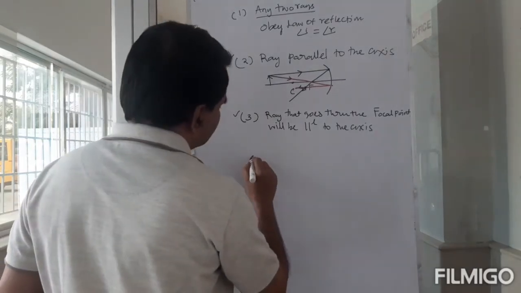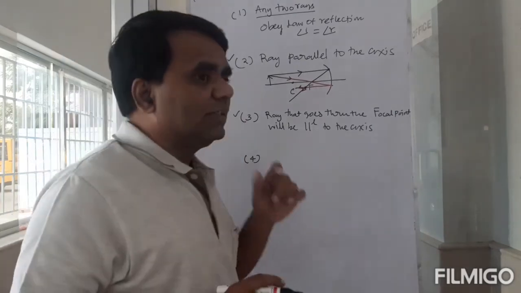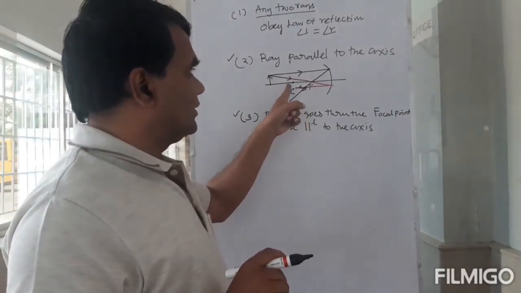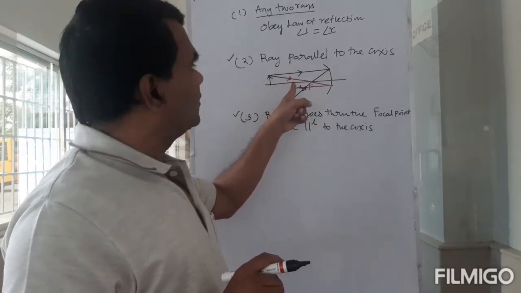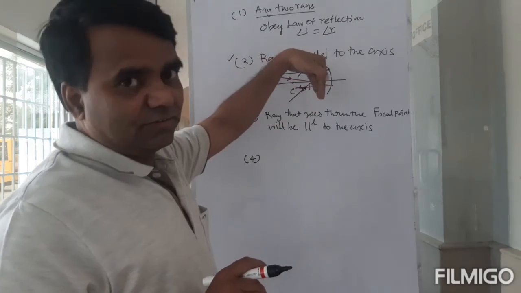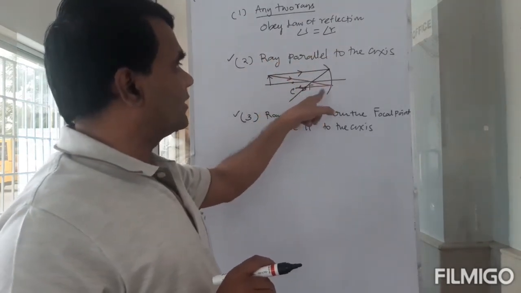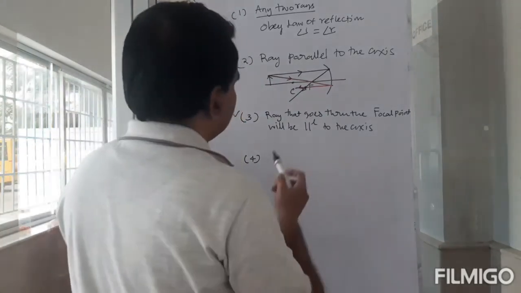And what is the fourth easy ray? The fourth easy ray is the ray that goes through the center of the sphere, the spherical mirror. That will get reflected back. That's obvious, right? Because you see, suppose I take this.